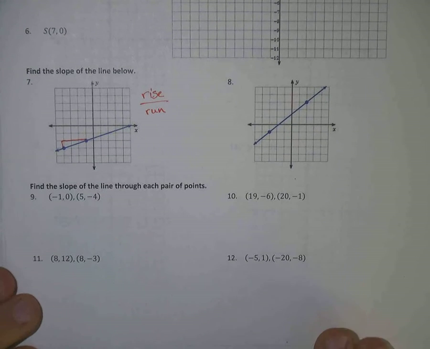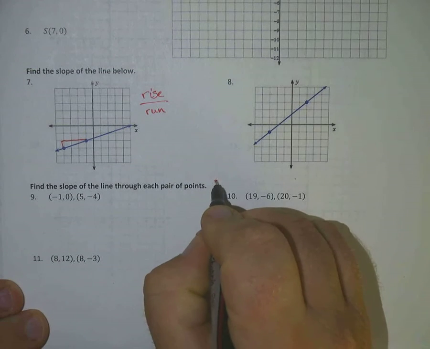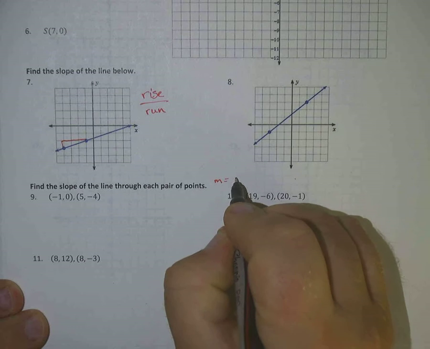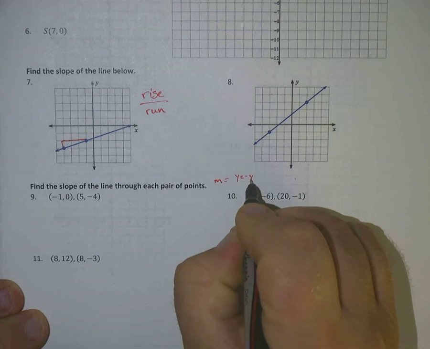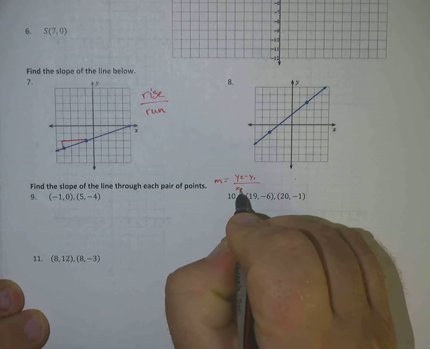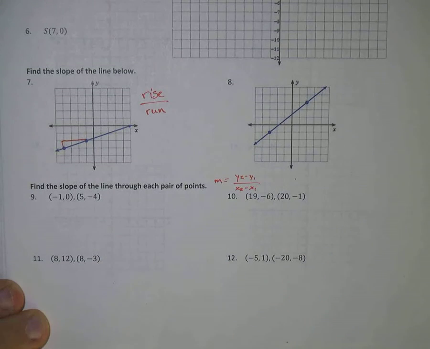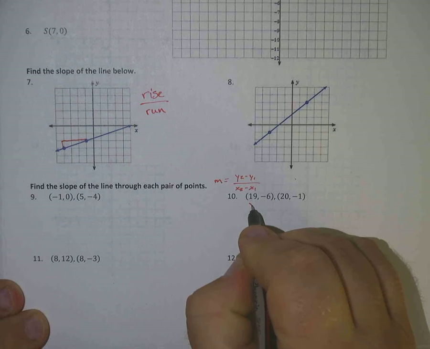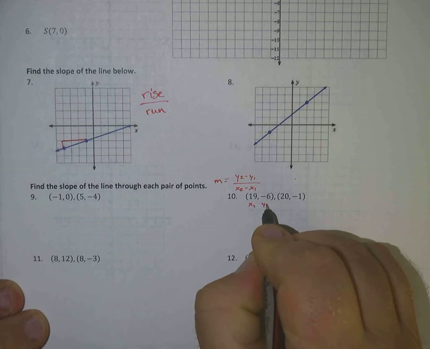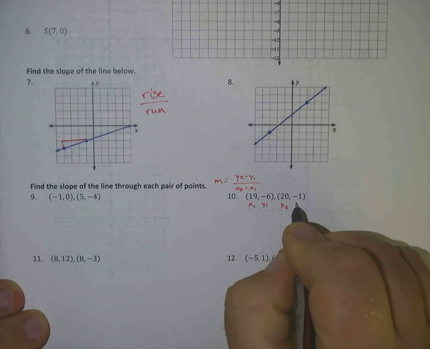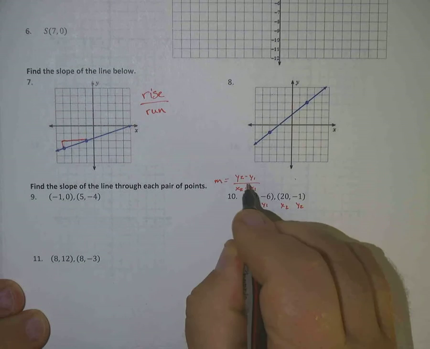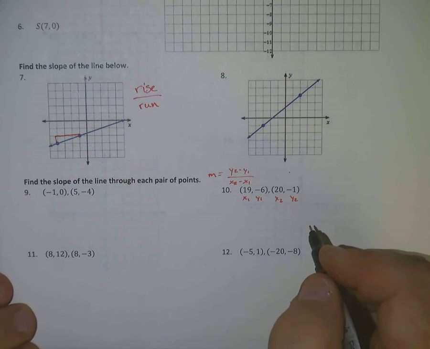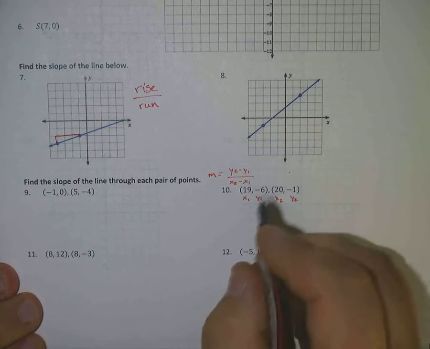In the next section, we're finding the slope of the line through different pairs of points. For that, you need to remember that m, the slope, is (y2 - y1) over (x2 - x1). The way we use that is, say we have our two points (x1, y1) and (x2, y2), then plug them into that formula and simplify as much as we can.